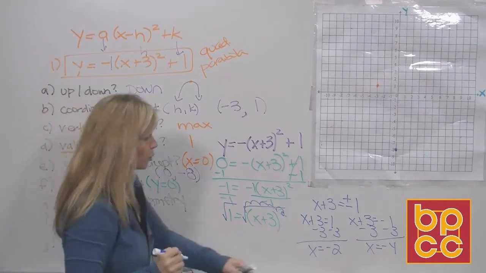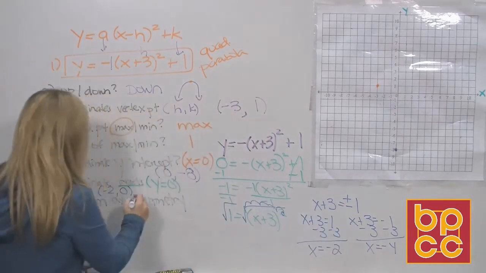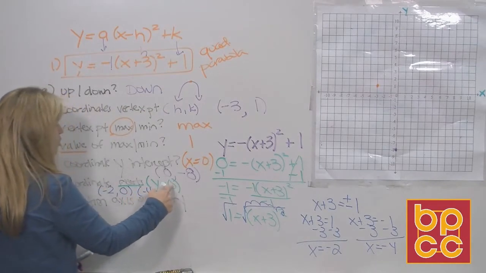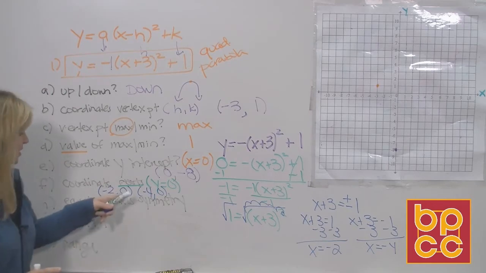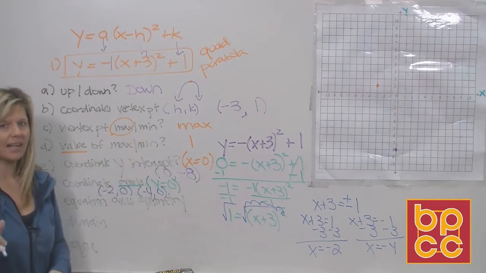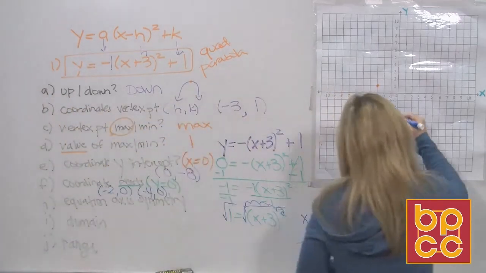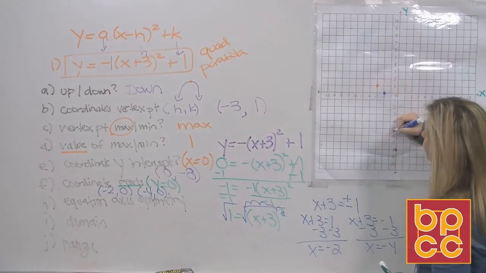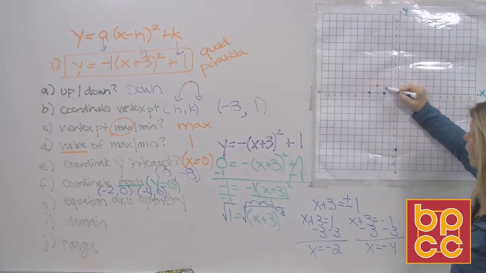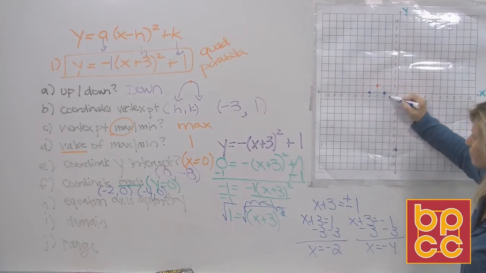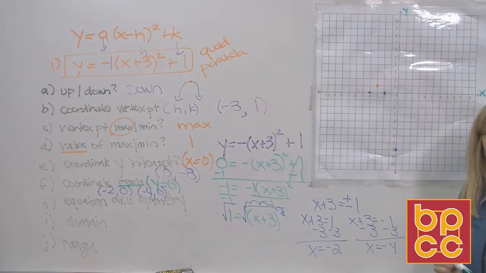The other root, x is negative 4. What did you use for y? 0. So now watch. This is telling me my parabola is going to touch the x-axis twice. Sure it is. Here's one root, negative 2, 0. Here's the other root, negative 4, 0. Now do you see the curve coming together? Is everybody good with that?